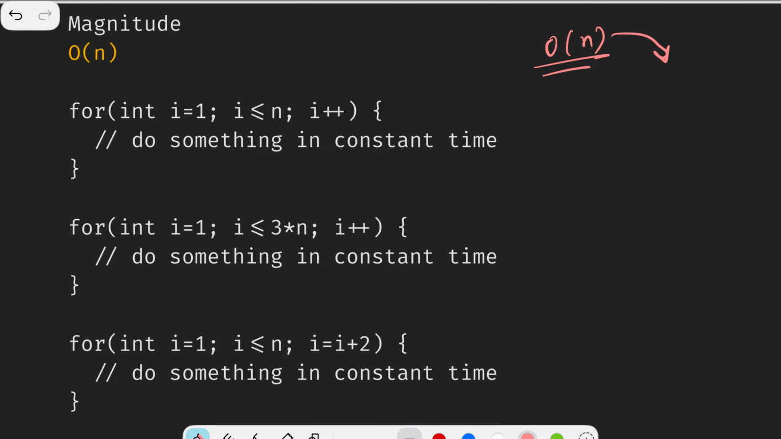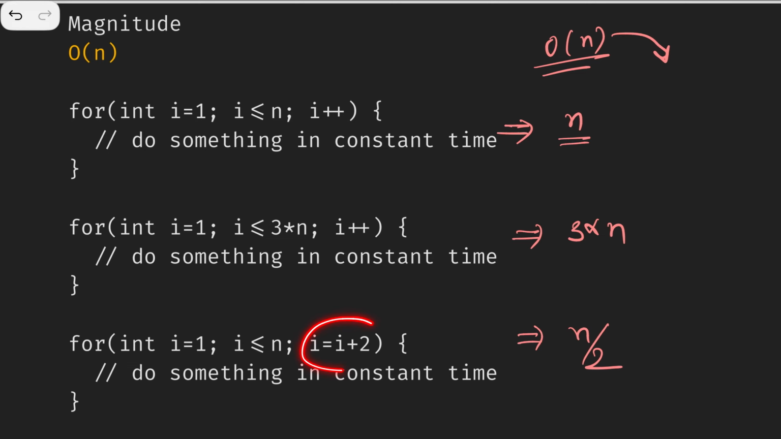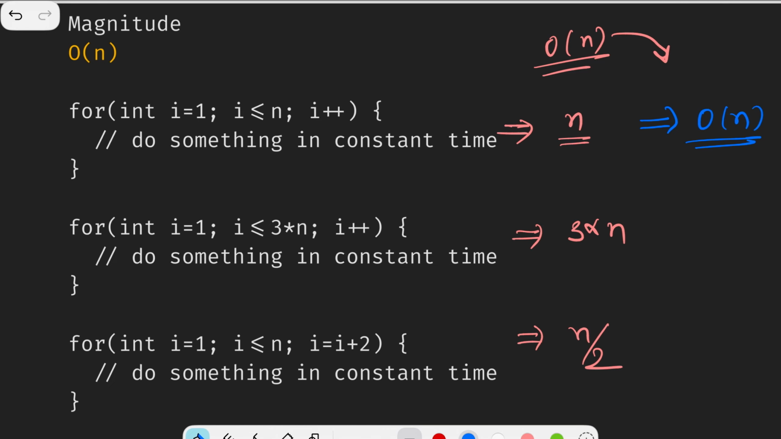See, this will run n times, correct? This will run 3 into n times, correct? And this will run n by 2. Why? See, i is getting incremented by 2 here, not by 1. So it will be 1, then 3, then 5, then 7, something like this, till it reaches n. So this will be getting executed n by 2 times. But when you ask me what the time complexity is, well, the time complexity is going to be O of n. See, this big O notation doesn't care about the constants. So this is going to be O of n, and this is also going to be O of n.